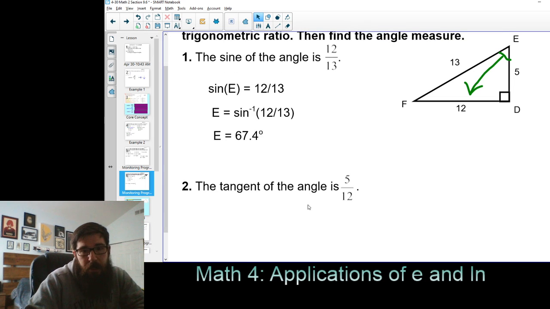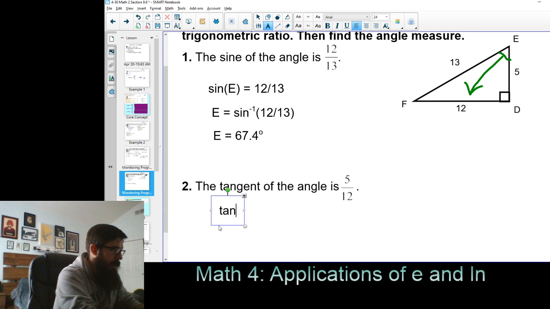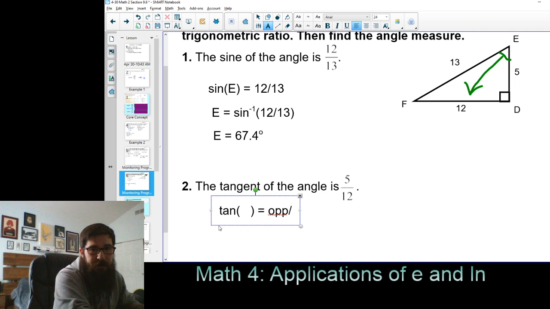Try number 2. The tangent of the angle is 5 over 12. Tangent is a ratio between the opposite divided by the adjacent. All right, so I'll go ahead and write this out. Tangent of an angle, I'll leave it blank for now, is going to equal my opposite divided by my adjacent side.